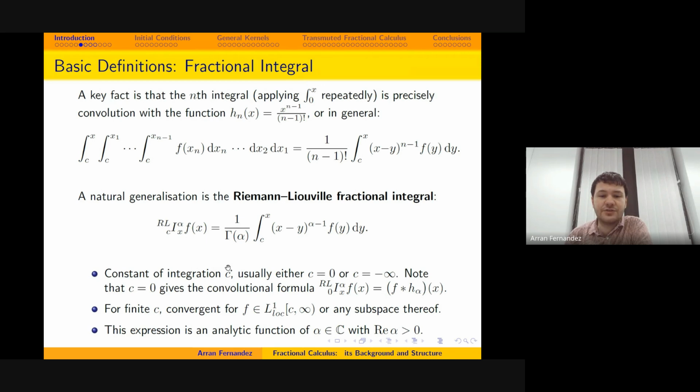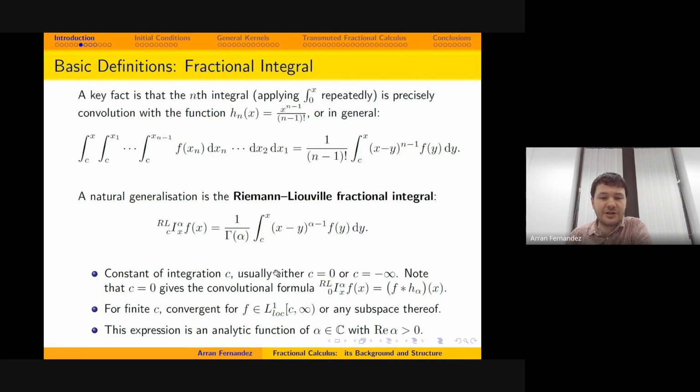c is a constant of integration. If c equals 0, we get this nice convolutional formula. h_alpha would be a fractional power function, and the convolution of f with h_alpha is precisely the Riemann-Liouville integral of f, starting from 0. Assuming c is finite, the space of locally L1 functions is enough for this to be well defined, or of course, any subspace of that will also be well defined.